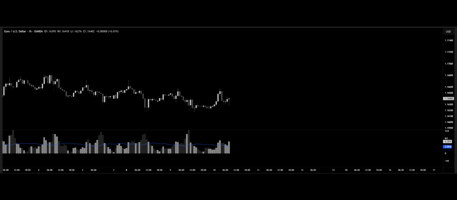Welcome. Let's take a moment to look at the euro to US dollar chart. When the chart is clean, it's easier to spot opportunities.